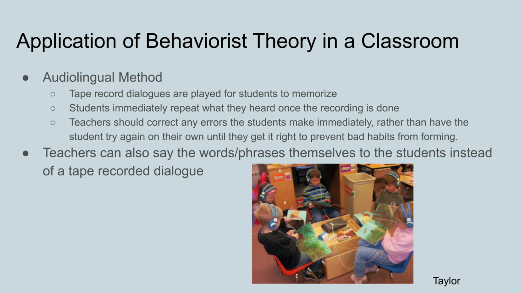One application of this theory in the classroom would be the audiolingual method. This is when students are played tape-recorded dialogues and are told to memorize them. And then once the dialogue is done playing, the students immediately repeat what they heard to their teacher, and the teacher that's listening should correct any errors that the students make immediately, rather than have the students try again on their own until they get it right. Theorists say that this is the best way to apply this theory in the classroom because it prevents bad habits from forming.